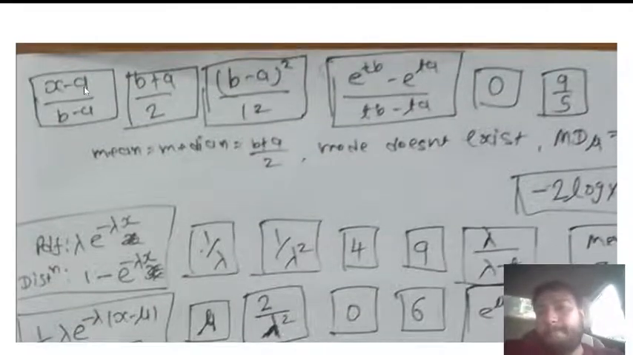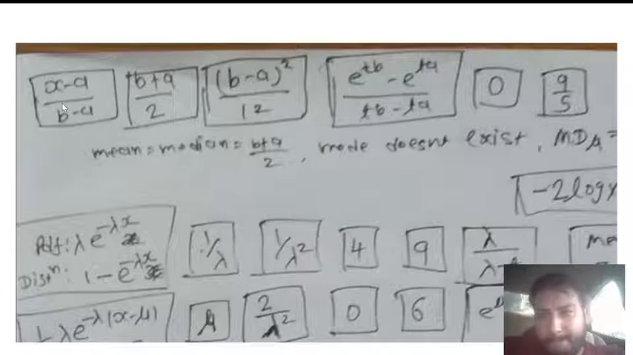x minus a upon b minus a. What is it? Is it a discrete probability distribution function? No, it is continuous. It is the continuous rectangular function. This is the distribution function of the rectangular distribution, x minus a upon b minus a.